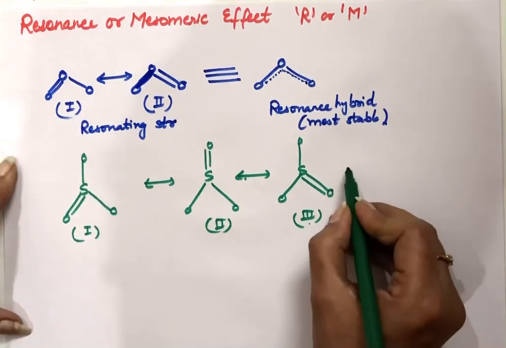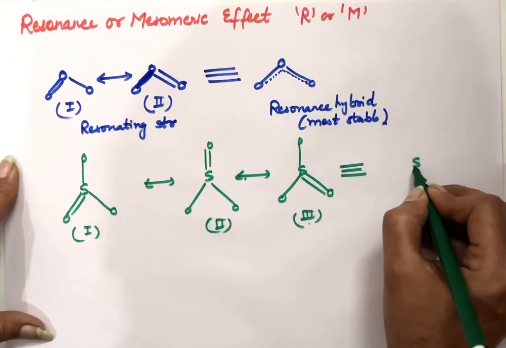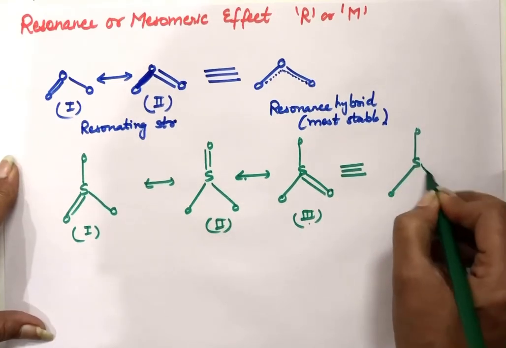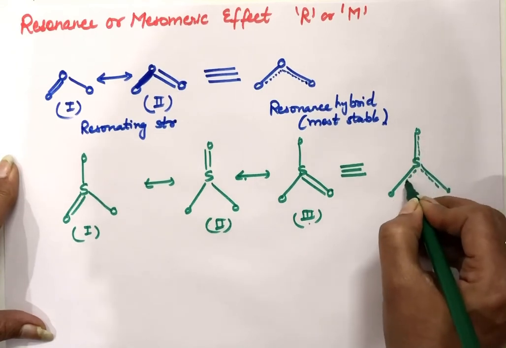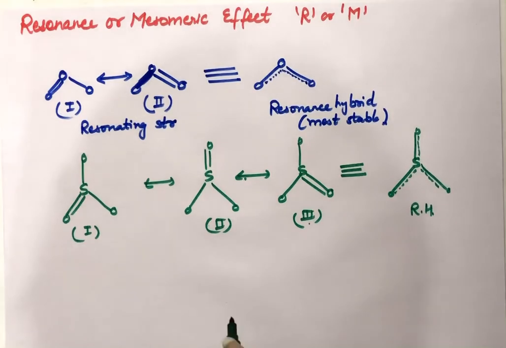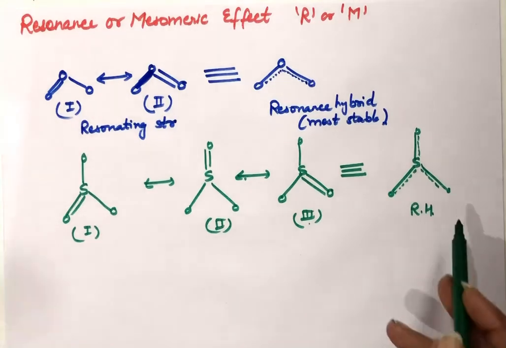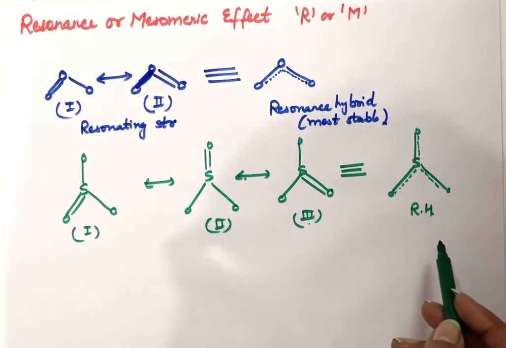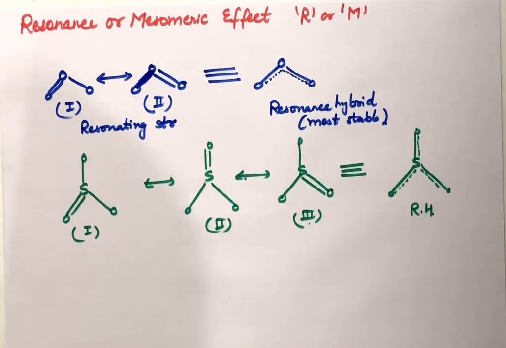So that actual structure is in between all these contributing structures, where the pi bond character spreads a little bit in the whole molecule, and this is known as resonance hybrid. So all three bond lengths become of the same length, between the single and the double one, and it's a more stable structure.